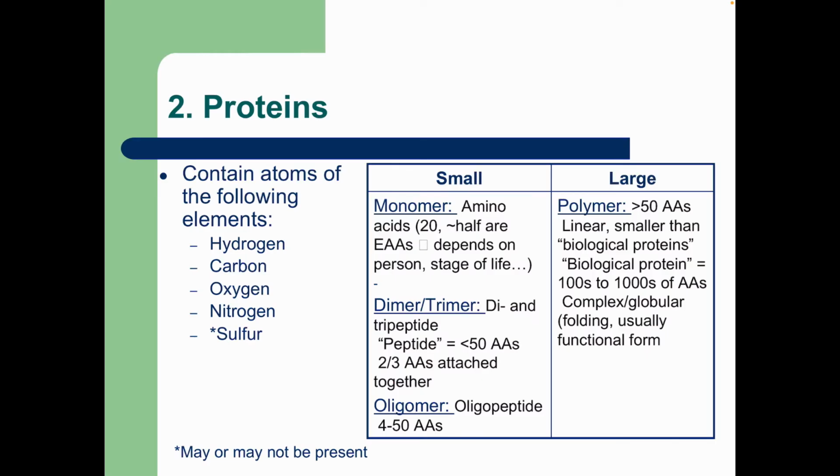Now moving from carbohydrates, we're looking at proteins. Proteins contain atoms of the following elements: hydrogen, carbon, oxygen, nitrogen, and sulfur, which may or may not be present. Again, we have our nomenclature here of our monomers being very small, our amino acids. There are approximately 20 amino acids, and approximately half are essential amino acids. That means we need to get them from diet. We can't produce them ourselves. But this also depends on the person and stage of life, which we'll talk about when we get into proteins in their own individual lectures.